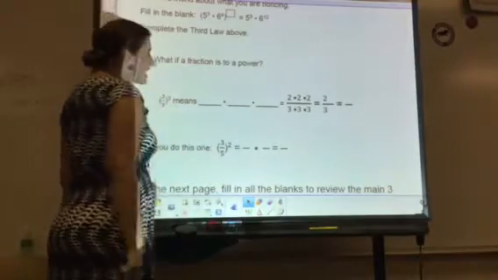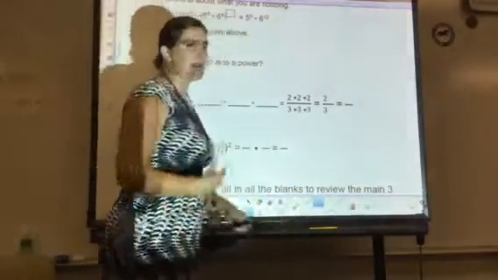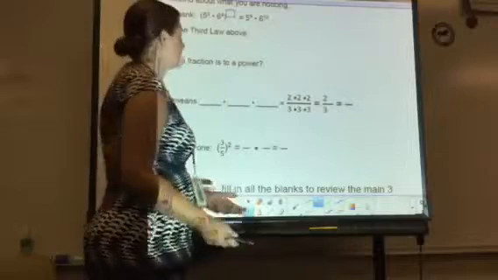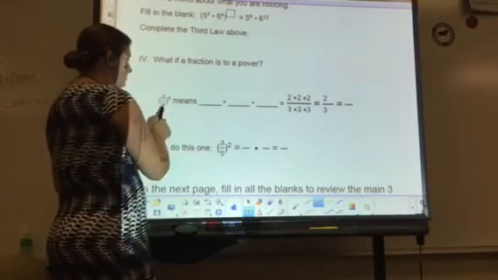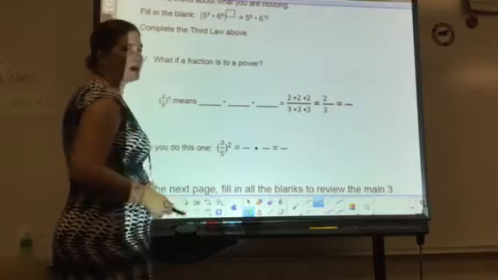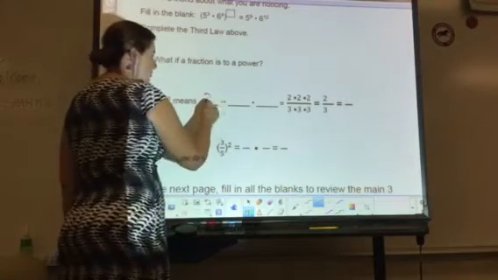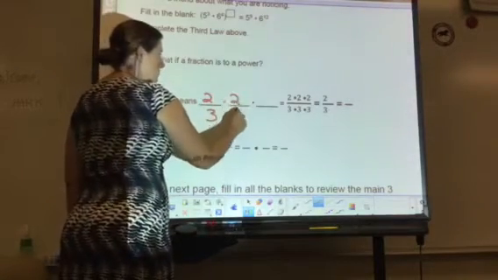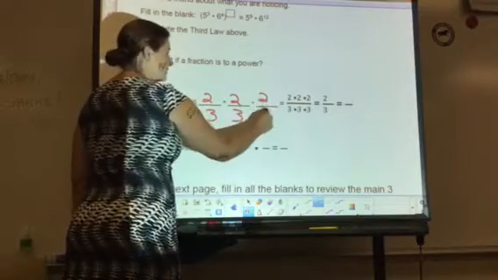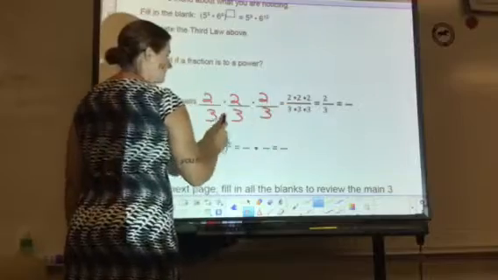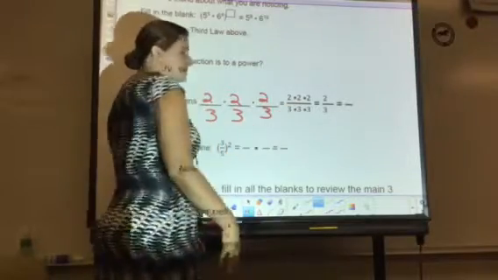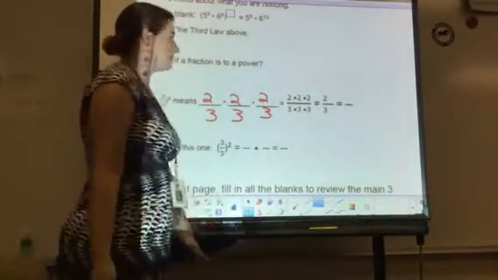Next, what if there's a fraction to a power? This is the last little exponent law that you need to know about. 2/3 to the 3rd power means 2/3 is multiplying itself 3 times. So that's 2/3 times 2/3 times 2/3, which is 2 times 2 times 2 on the top, and 3 times 3 times 3 on the bottom. Just because it's a fraction doesn't really change how you do it.